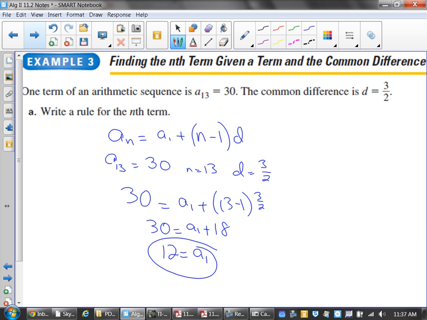The rule, exactly. So we still have to write out the rule. We found out what the first term is, we know what the difference is, so we have to go back to the original equation again.